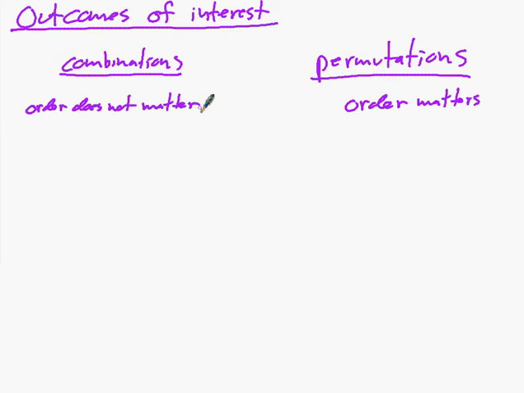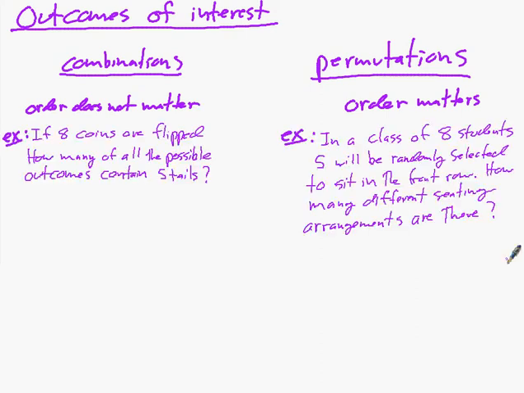So here's some examples I can write out. So here are the 2 examples. For the combinations example, coins, it's a really simple example. 8 coins are flipped. How many of all the possible outcomes contain 5 tails? So again, that would be a really clear probability of getting 5 tails out of 8 coins.